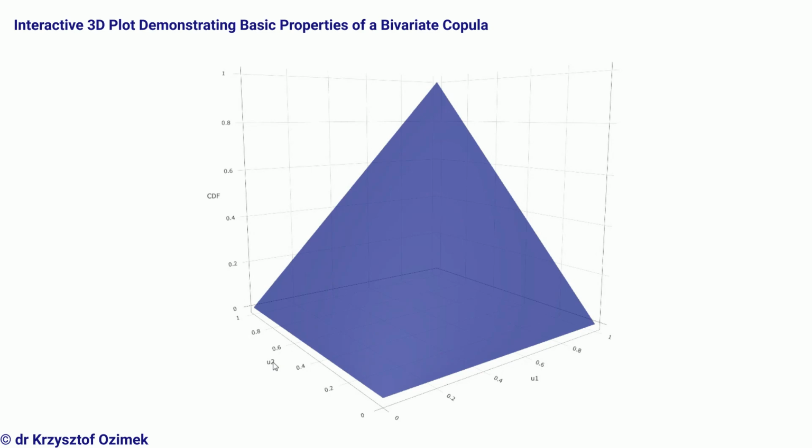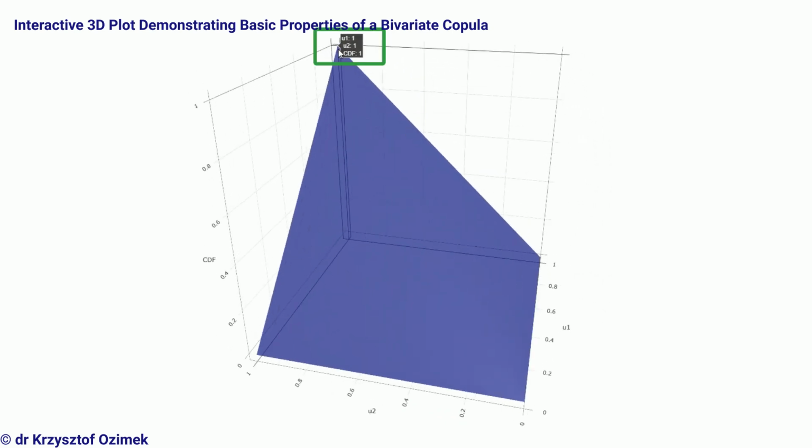One of the fundamental properties of a copula is that if at least one argument is 0, then the value of a copula is also 0. A specific case of this occurs when both arguments of the bivariate copula, u1 and u2, are equal to 0. In this case, since all arguments of the copula are set to 0, the value of the copula is also 0. Another important property is that if all values, in this case, both u1 and u2, are equal to 1, then the value of the copula is also 1.